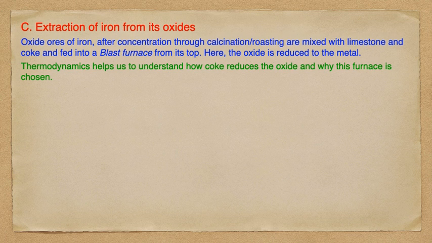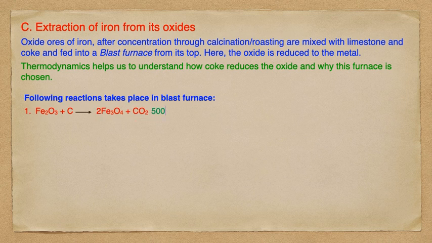Now the last application of the Ellingham diagram is the extraction of iron from its oxides. Oxides of iron, after concentration through calcination and roasting, are mixed with limestone and coke and fed into a blast furnace from the top. Here the oxide is reduced to the metal. Thermodynamics helps us to understand why coke reduces the oxide and why this furnace is chosen. The choice of reducing agent and choice of temperature all come from the applications of the Ellingham diagram.